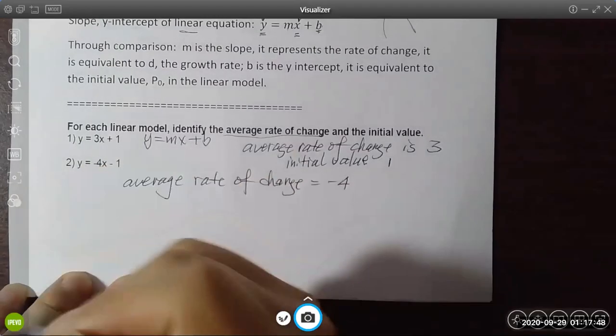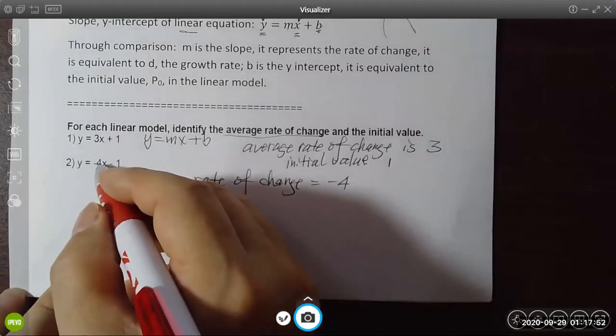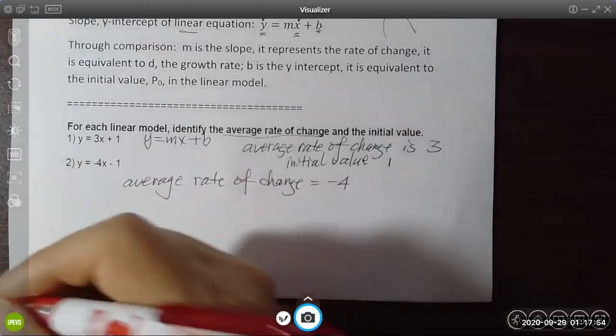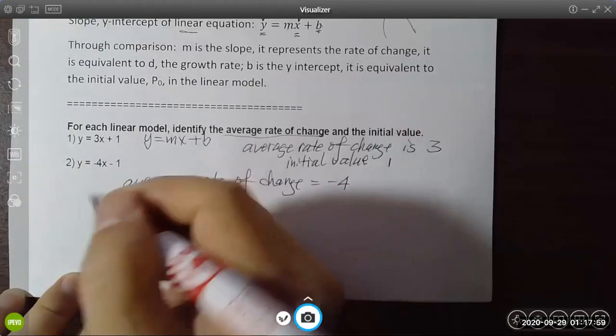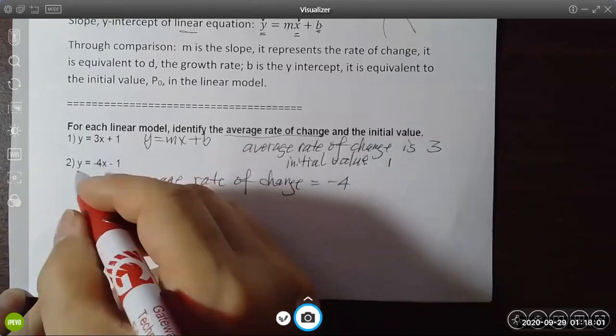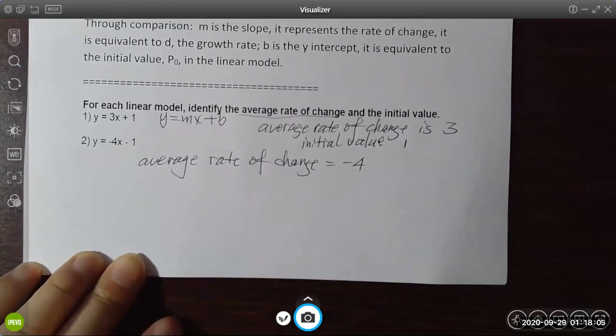Input, output. Look at this in terms of input. Input changed by 1, output changed by -4. The changes go in opposite directions. If x increased by 1, y decreased by 4. If x decreased by 1, y increased by 4. That's the meaning of the negative sign, opposite direction.